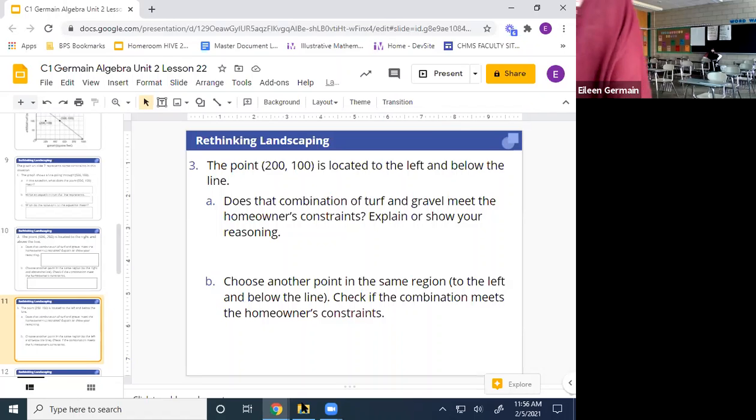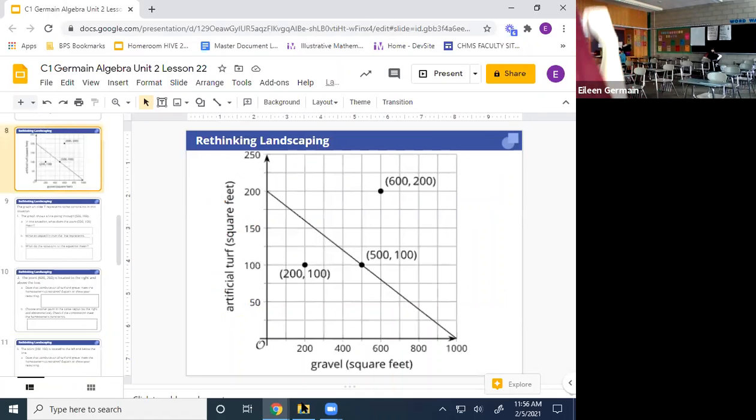Okay, so now I want you to look at (200, 100). Does it meet the homeowner's constraints? Yes or no? Why do you think that? Pick another one that falls in this region right here. Does it meet the homeowner's constraints? I'm gonna give you a minute and a half for that one.